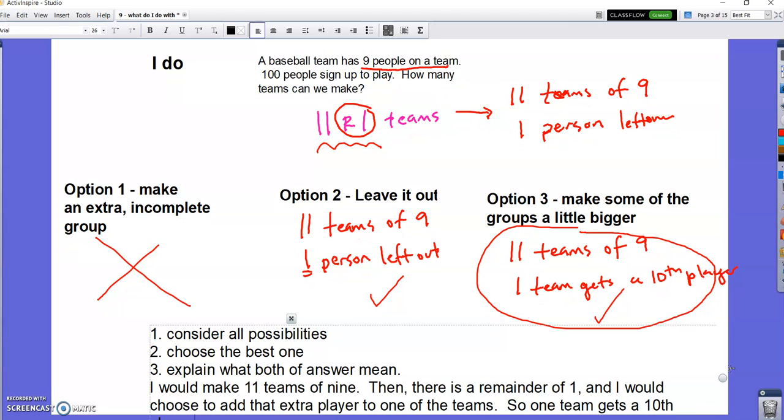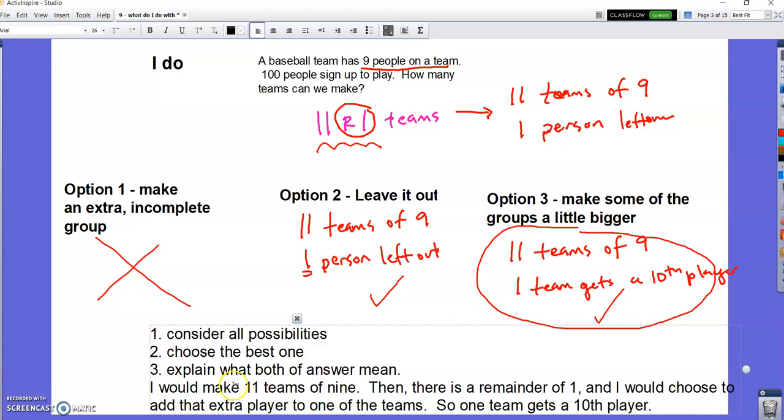Something like that. Some way that now when I read your answer, I know that not only do you understand the math, not only did you think about the 3 possibilities, but you even know how to interpret what happens in that possibility. Make one of the groups a little bigger. Don't just say make one of the teams bigger.